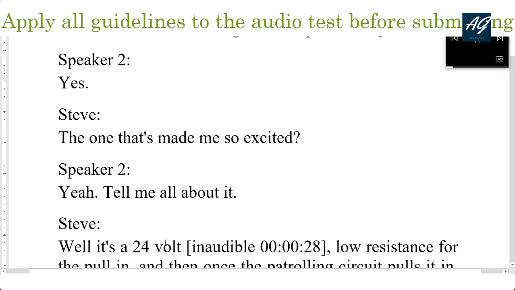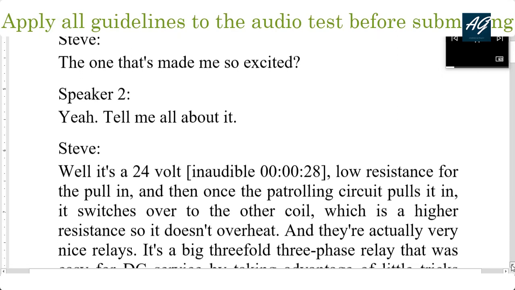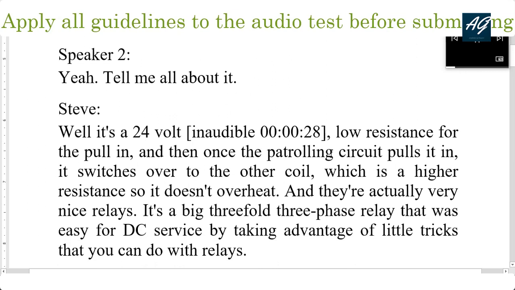well, it's a 24 volt coil, low resistance for the pull-in, and then once the controlling circuit pulls it in, then there is switches over to the other coil, which is a higher resistance, so it doesn't overheat. And they're actually very nice relays. It's a big 3-pole, 3-phase relay that I was using for DC service by taking advantage of little tricks that you can do with relays.